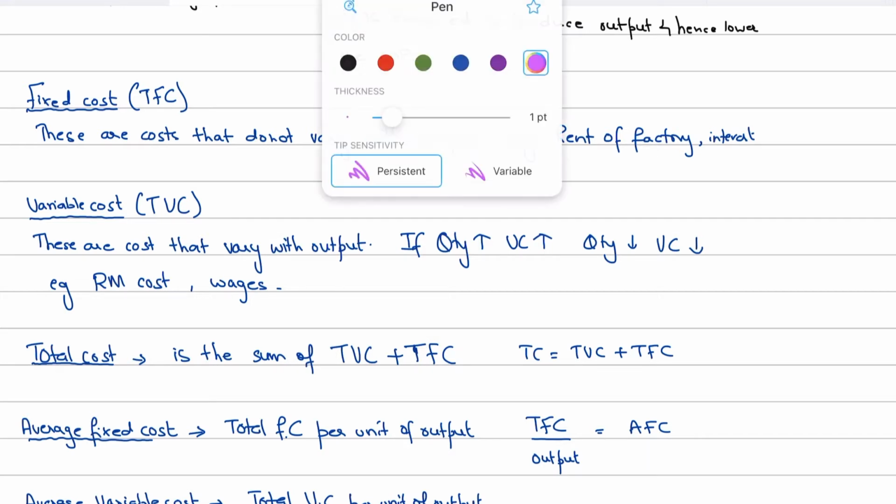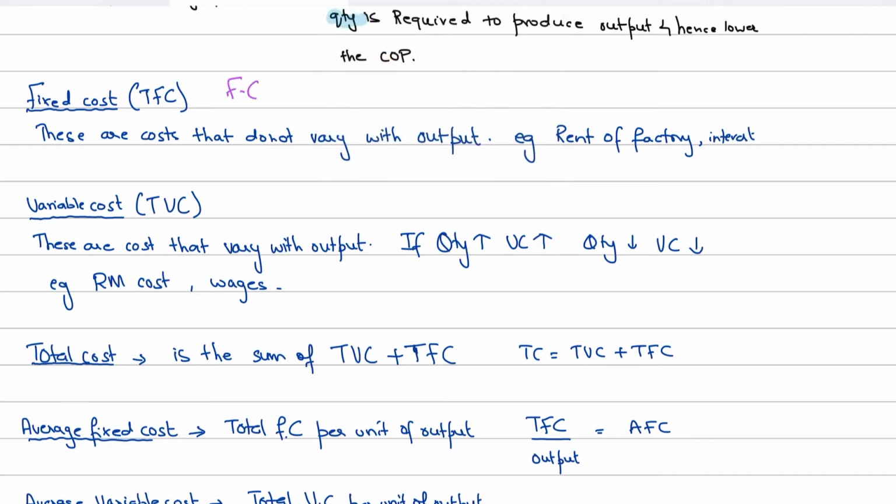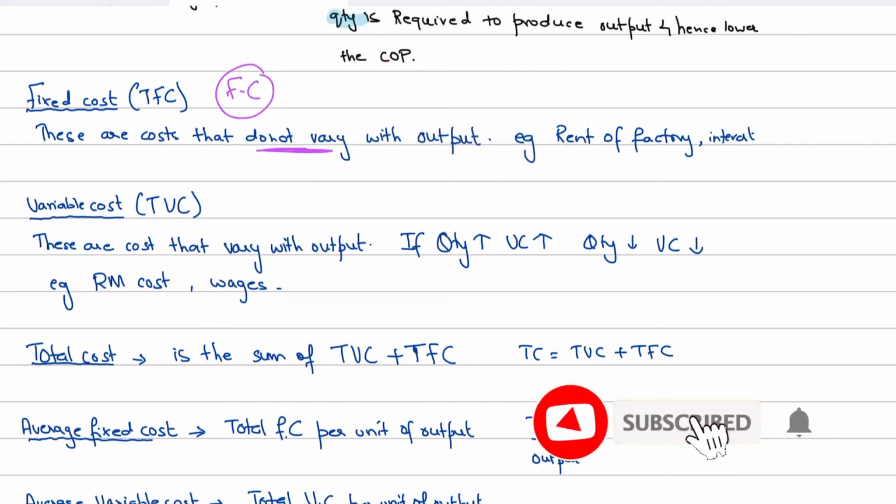Now what are fixed costs, guys? Fixed costs are simply those costs that do not vary with output. They do not change with output, which means that if your output is zero, you don't produce anything, you still have to pay that cost. Or whether you produce 1 unit, 10 units, 100 units, or millions of units, you still incur that cost, and the cost is the same.